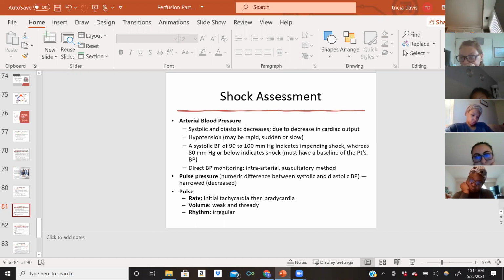So your book says that a systolic blood pressure of 90 to 100 indicates impending shock, whereas 80 or lower indicates shock. The thing about this is that you have to have a baseline of your patient's blood pressure. My blood pressure is always in the 90s over 60s. I'm not in shock. So you need to know what your baseline is. So if you go to your patient, maybe he's been here for a couple of days and it's your first day having him, and you go in and you check his blood pressure in the morning because you're going to give some medications and it's really low.